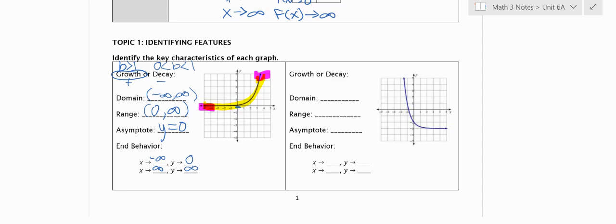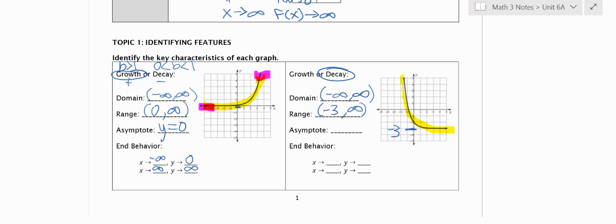For the next example, same thing. So when I look at my graph, when I go from left to right, I can see this one is decreasing. So it's going to be a decay. The domain is always going to be all real numbers. So negative to positive infinity. But my range, you could see the lowest it hits is actually negative 3. So my range is going to be negative 3 to infinity because it opens up.